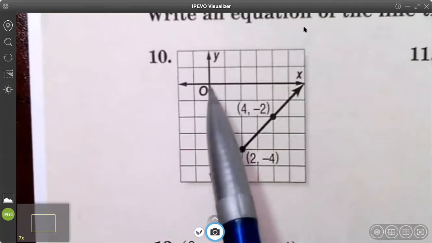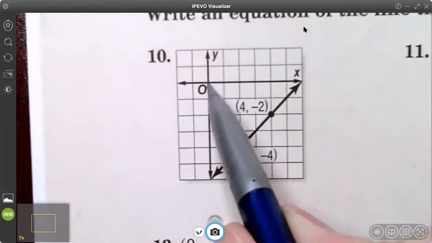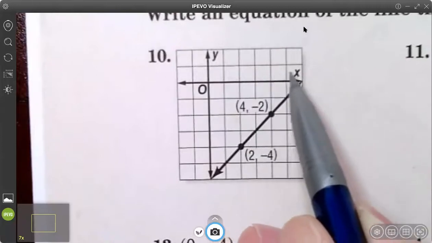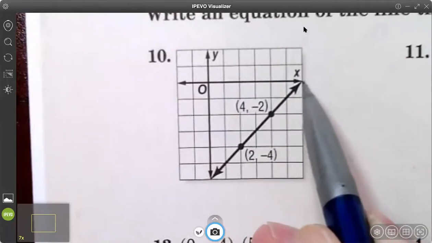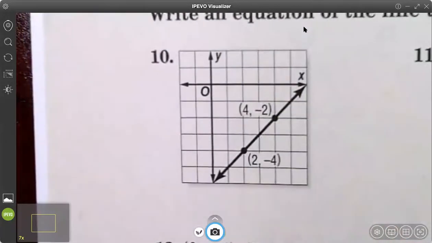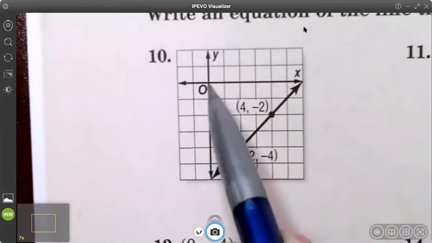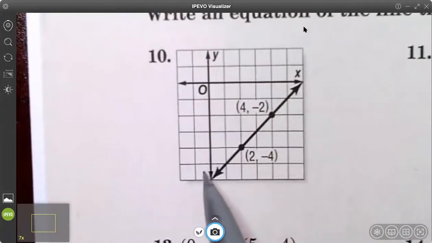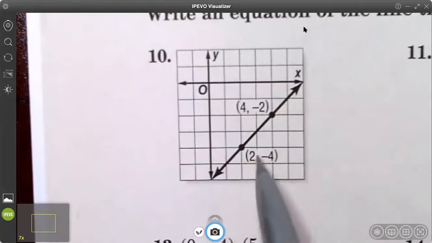We have to count from the origin. The numbers are not given. So I count 1, 2, 3, 4, 5, 6 boxes to the right. Your x-intercept is 6. What do you think your y-intercept is? Your y-intercept is negative 1, 2, 3, 4, 5, 6. Negative 6.